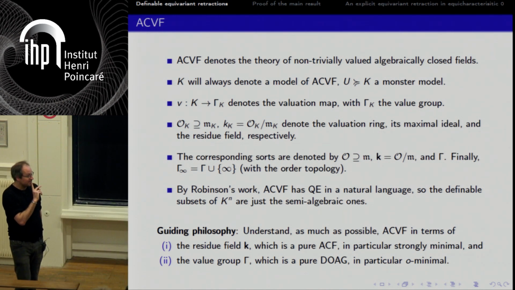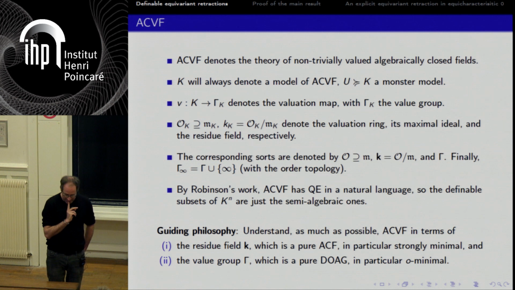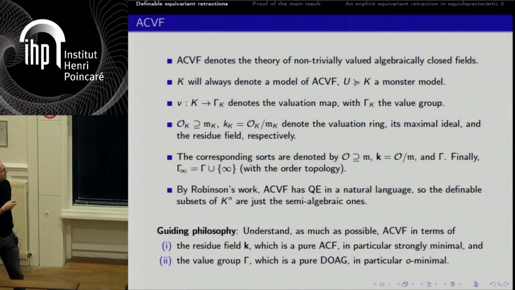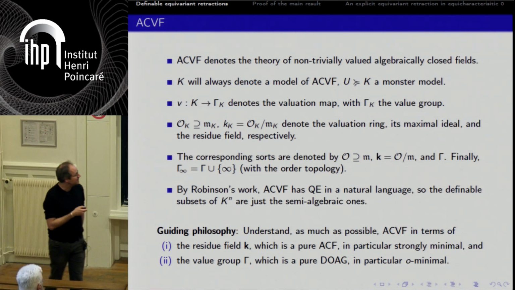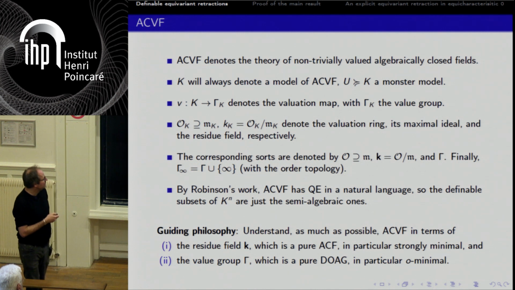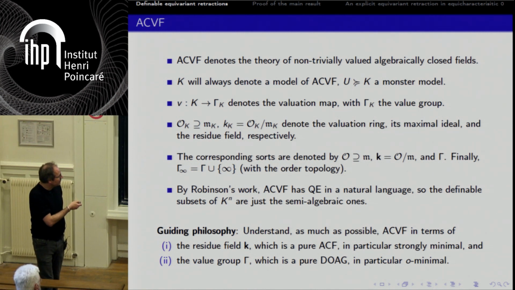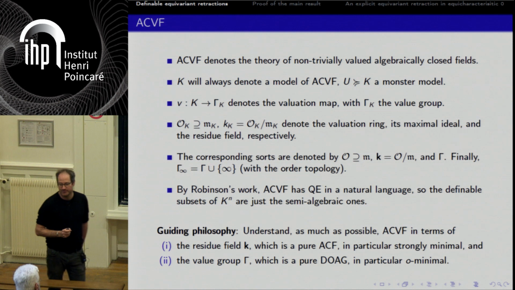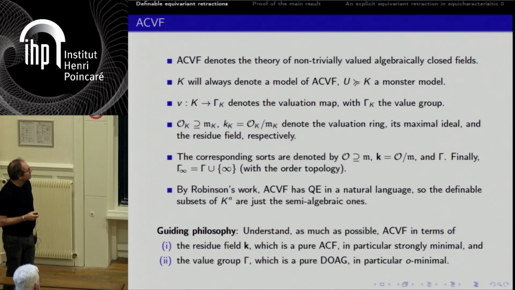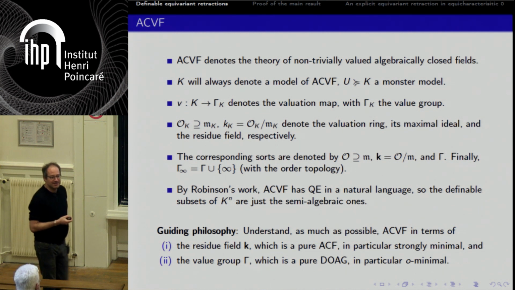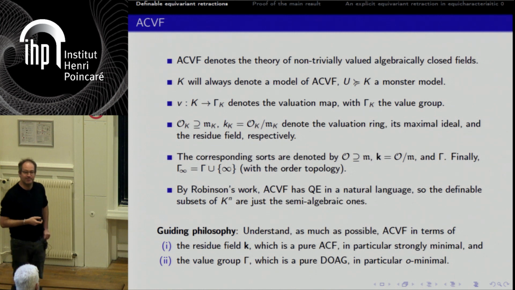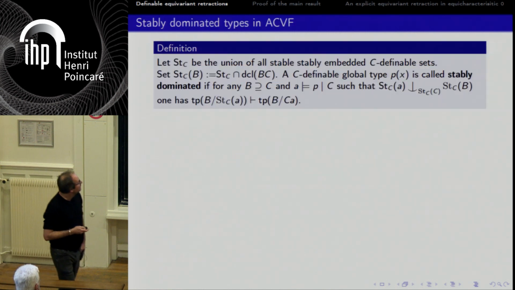The guiding philosophy is one tries to understand as much as possible of ACVF in terms of the residue field, which is a pure algebraically closed field, in particular strongly minimal, so very, very stable, and the value group, which is a pure divisible ordered abelian group, in particular o-minimal, a reduct of the real closed field. Okay. So that's the guiding philosophy. It's just the same as in Ax-Kochen-Ershov type results, of course. So reduce as much as possible things to little k and Γ.